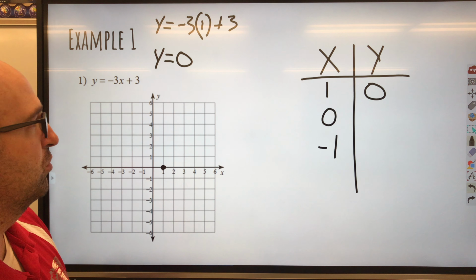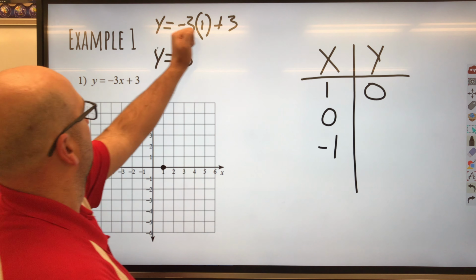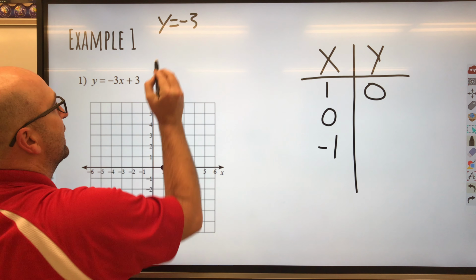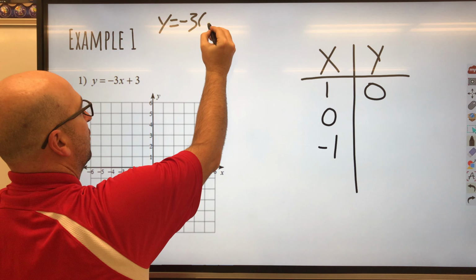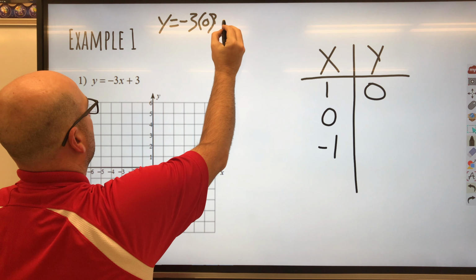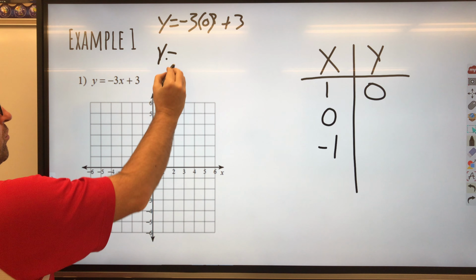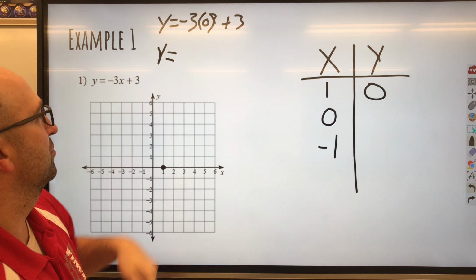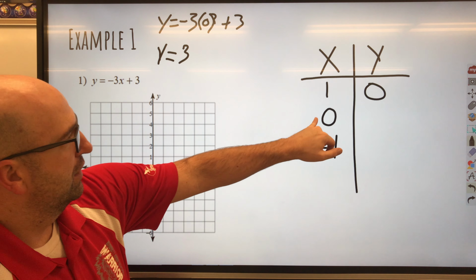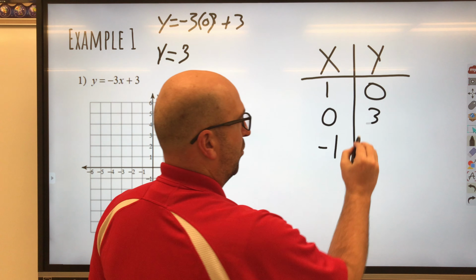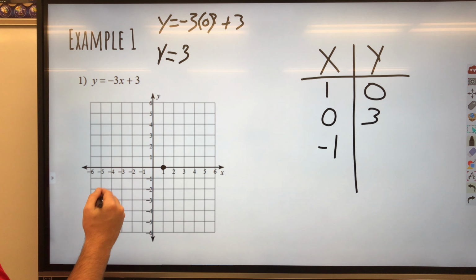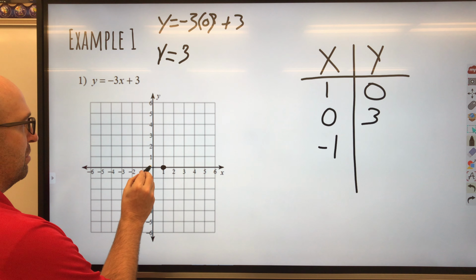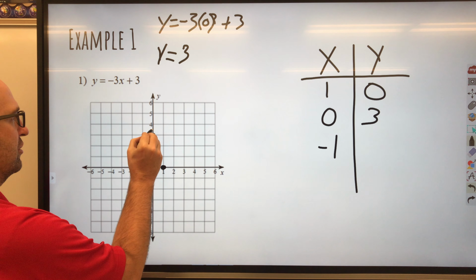Now let's do the same with the second one. When X equals 0. So Y equals -3. Well, instead of X, I put 0 plus 3. Y equals. So -3 times 0 is 0. 0 plus 3 is 3. So my second y value is 3. So now I'm ready to plot it. 0 on my x, I don't move anywhere. I don't move left or right. But then 3 on the y. So my next point is there.